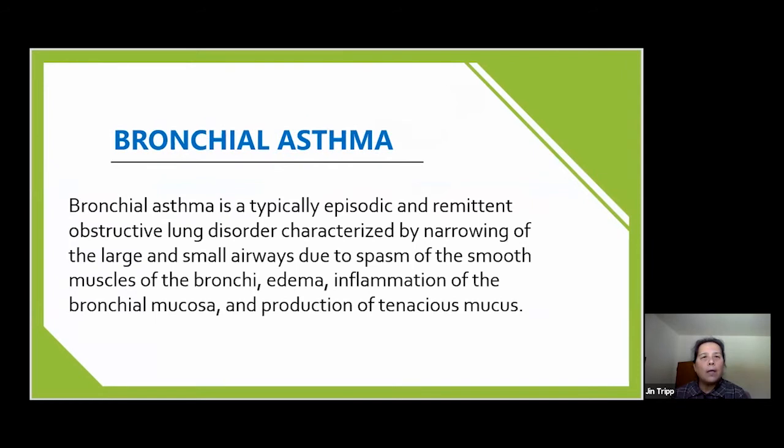So the first one we go to is bronchial asthma. Usually we just shortly say asthma. So what does asthma mean? Asthma is a kind of obstructive lung disorder. Basically it is a narrowing of the bronchi, narrowing of the air passage, due to spasm of the smooth muscles around the bronchi.